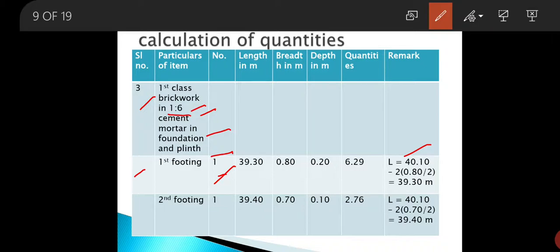So length will be 40.10, the total center line length. From that we will subtract 2 junctions. So 2 into 0.8 by 2, that is half of the width for one junction. So the total length will be 39.3. Breadth is 0.8, depth is 0.2. So by multiplying these three, we will get the quantity of first footing as 6.29 cubic meter. Similarly, we will move to second footing.